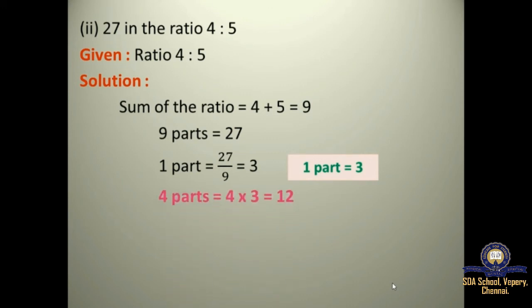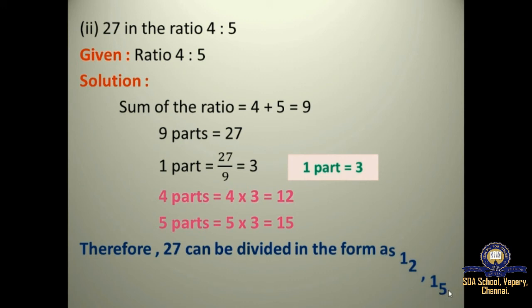So, for 4 parts, you will be multiplying 4 with one part, that is 3. When you multiply 4 with 3, you will be getting 12, and the second is 5 parts. So, when you multiply 5 with 3, you will be getting 15. So therefore 27 can be divided in the form as 12, 15.